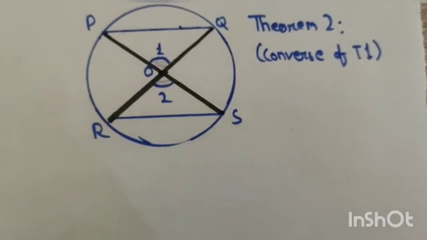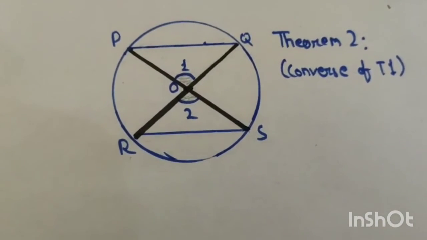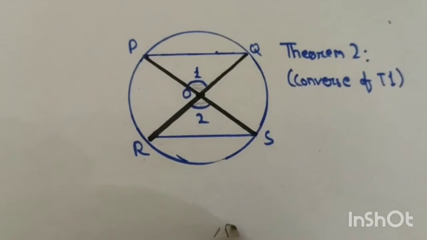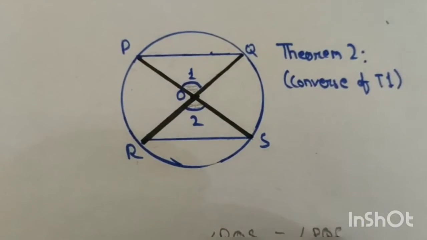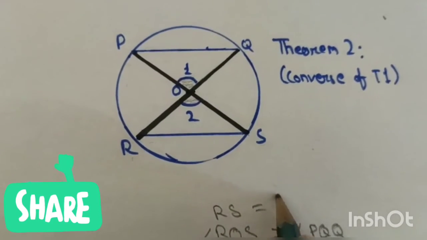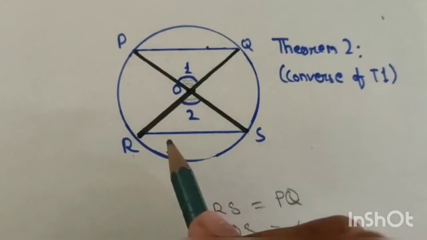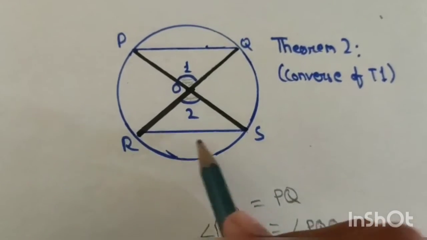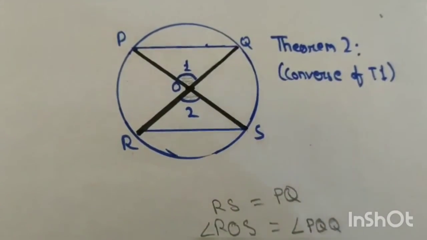The answer is yes, of course it will, and we will see the proof for all these theorems in later videos. This theorem basically means that if angle ROS is equal to angle POQ, then chord RS will be equal to chord PQ. It seems logical, right? The length of the chord should be proportional to the degree measure of the angle. If this angle would be bigger, then the chord should be bigger, and vice versa.